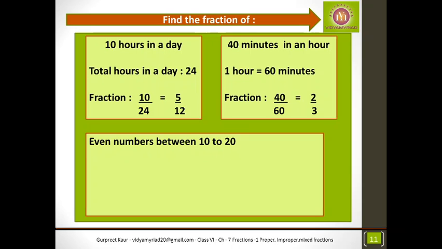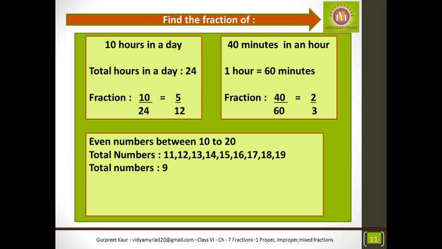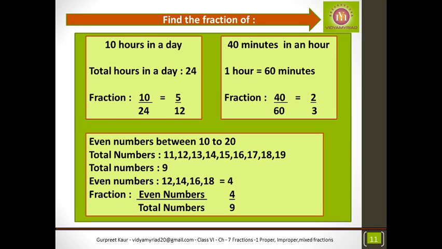Now suppose I have a question to find the even numbers between 10 and 20. I know what even numbers are. First write down the numbers which are between 10 and 20, excluding 10 and 20. You will not write 10 and you will not write 20 because I am asking you between. Okay. Now the total numbers are 9. So how many even numbers are there? See, if you look, 12, 14, 16 and 18. There are only 4 even numbers. So I can write the fraction as 4 upon 9. Even numbers I have to find out and total numbers will be written in the denominator. So my answer is 4 upon 9.